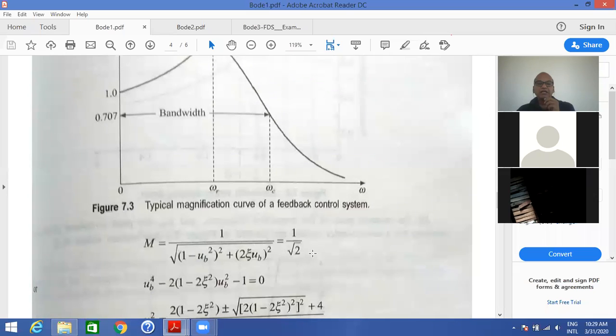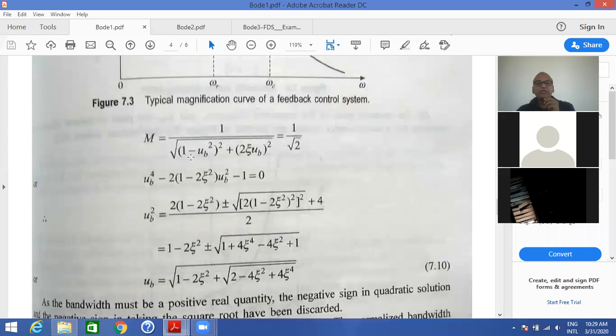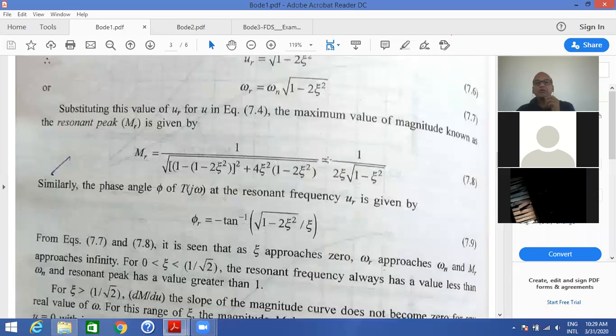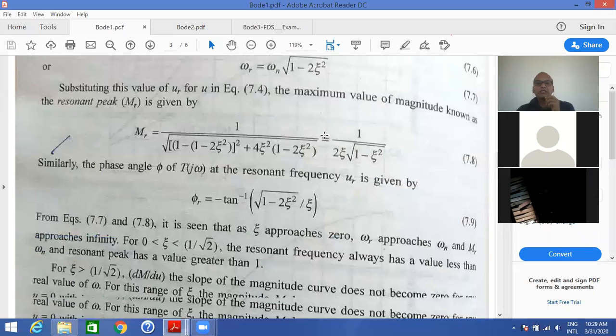And then again we will derive this equation with the help of the magnitude we already derived at the beginning of the second order systems. This bandwidth is equal to or greater than 1 upon root 2, that is 0.707. Then U equal to UB is equal to UR, and for UR we already derived this equation, that is under root 1 minus twice zeta square.